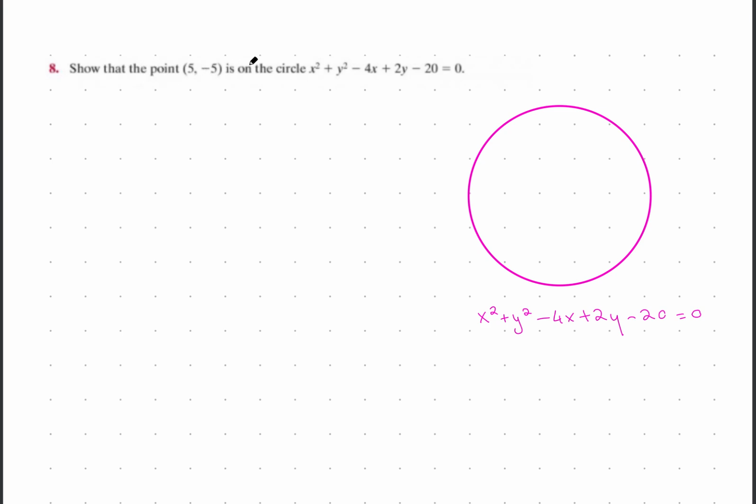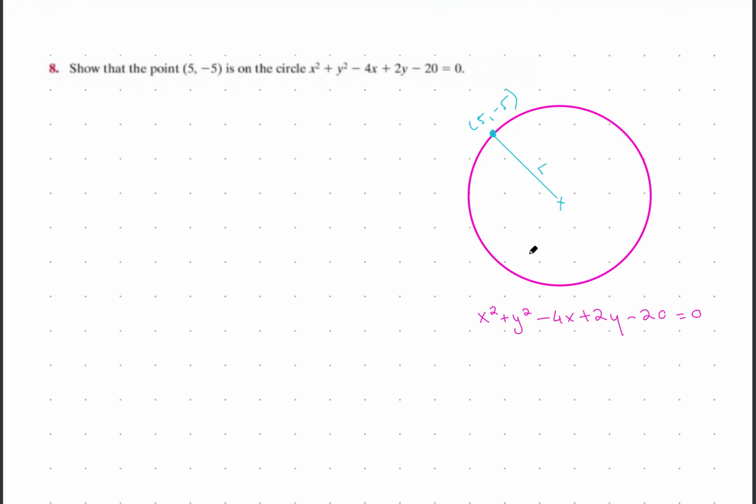If a point is on the circle, and that point is the point (5, -5), that means that point satisfies the equation of the circle, and it means that point is a distance of the radius length from the center of the circle.